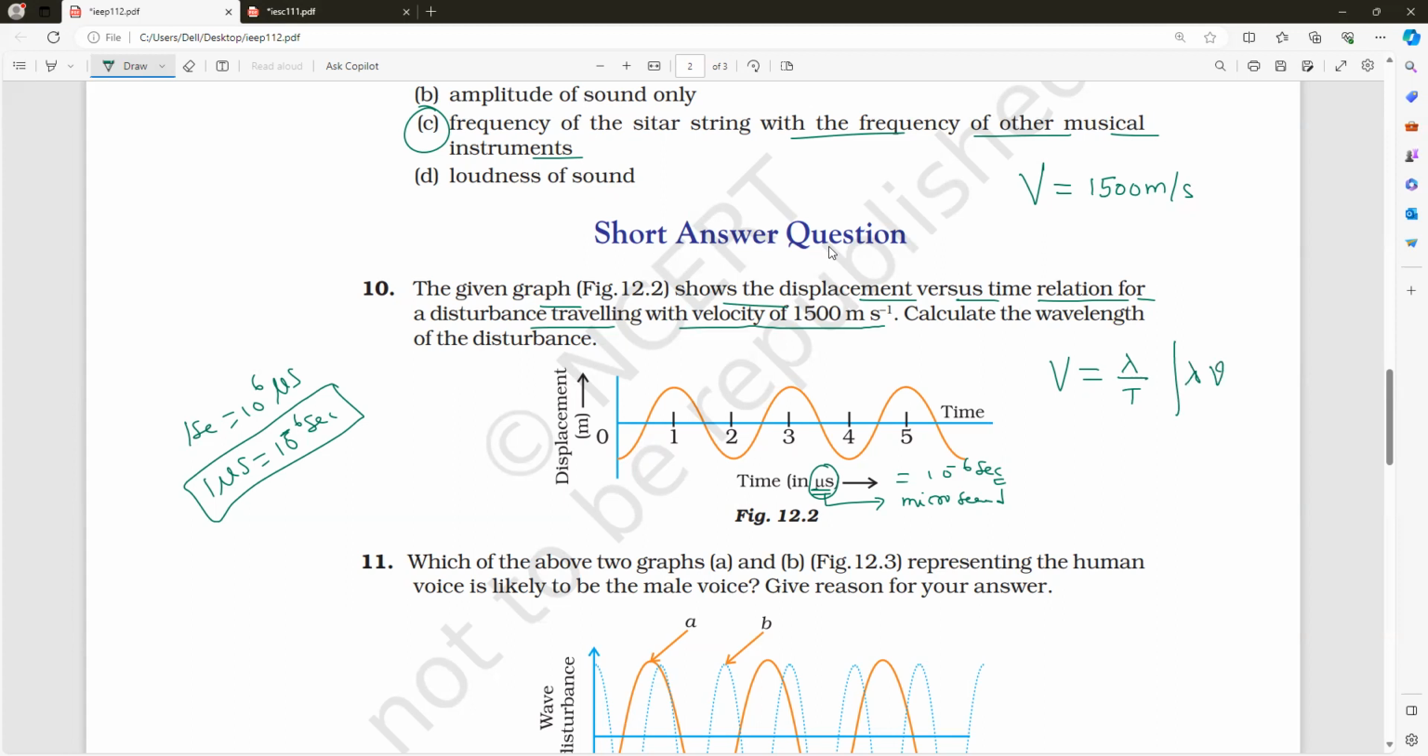But here we are having what now? Time versus displacement. So what can we use? The first formula. Am I right or wrong? Yes, sir.